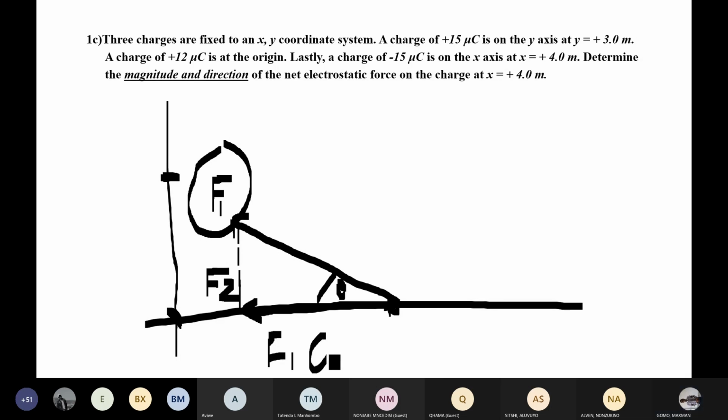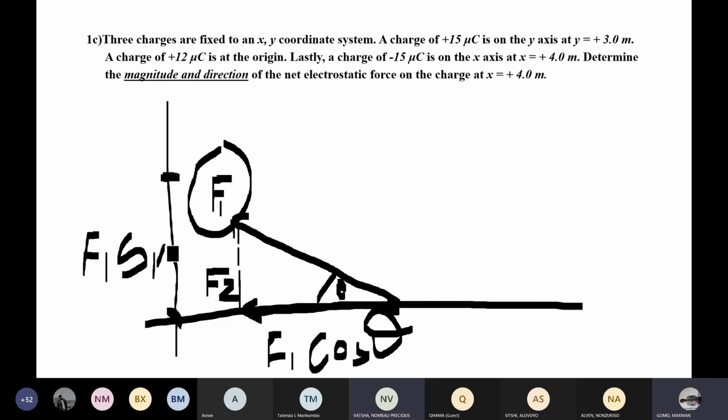So this side that you have here with respect to F1 and theta is going to be F1 cos theta. And then this side that is opposite, with respect to F1 and theta, is going to be F1 sine theta, like this.